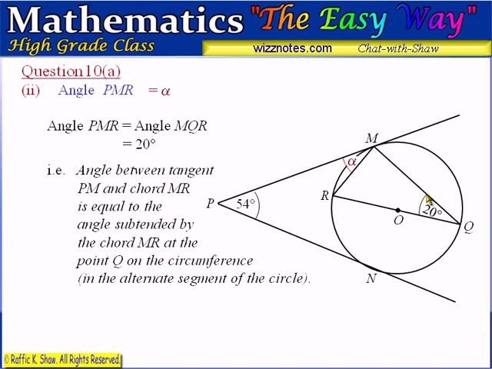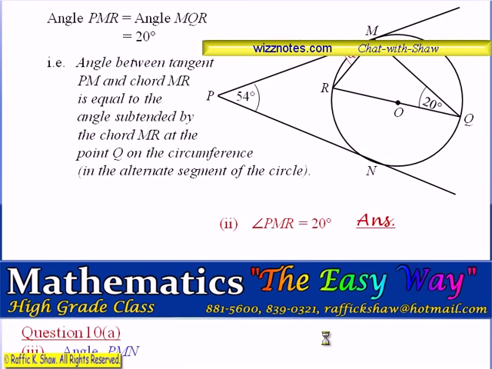And so alpha is equal to 20 degrees. Let me just read the reason again: the angle between a tangent and a chord is equal to the angle subtended by the chord at the circumference in the alternate segment of the circle. And that's the reason why alpha is equal to 20 degrees. And so we can write the answer for part 2: angle PMR is 20 degrees. Let's move down now to part 3.